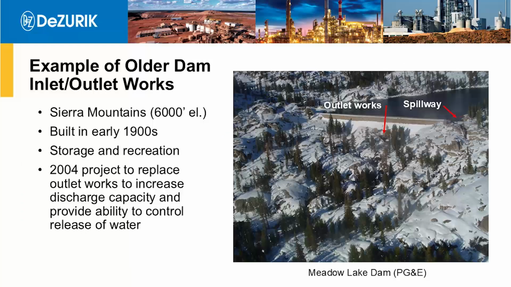So this is an example of an older dam inlet and outlet works project. This is a project that Hilton Valve provided some valves on. It's Meadow Lake Dam, high in the Sierras, Northern California. It was built by PG&E basically to store water that they could make power with when they needed it. And in the summertime, when everything was drying up, they could release water from this dam. It was also used for recreation. And in 2004, they were told, hey, you need to release water downstream more than you're doing. So the project was to improve the outlet works.